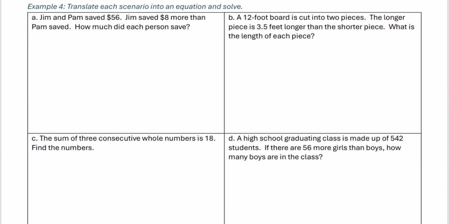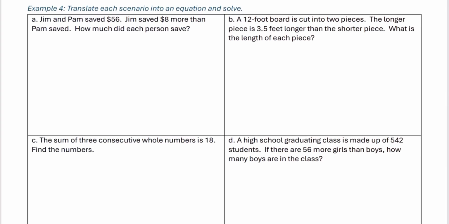In these examples, we have a little more than just directly translating into math. We have applications. Sometimes setting these up a little bit can help us. Jim and Pam saved $56. Jim saved $8 more than Pam saved. How much did each person save? Notice there's 2 things we don't know. We don't know how much Jim saved, and we don't know how much Pam saved.